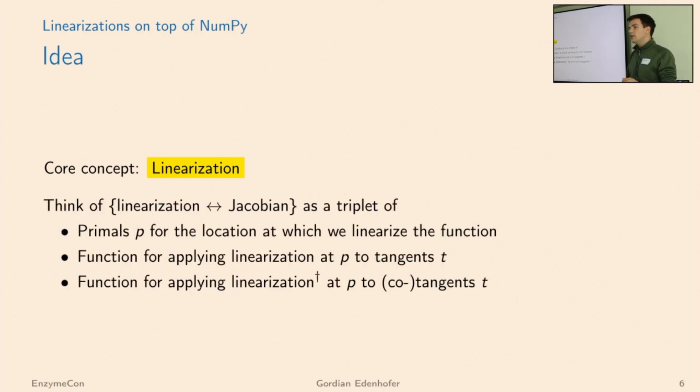You can think of a linearization in NIFTy as just being a weird term to say Jacobian. We think of a linearization as being a triplet of three things, namely the primals, so the vector at which the linearization is constructed. Then one function that evaluates the Jacobian path of our linearized function, and one to evaluate the Jacobian adjoint. We're going to use P to denote the primals and T to denote the tangents, and also the cotangents.